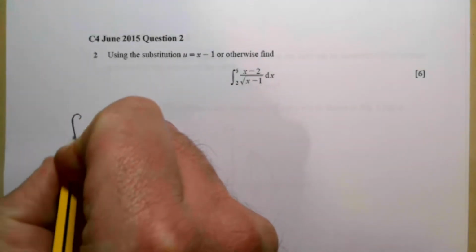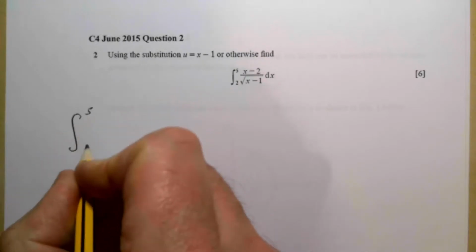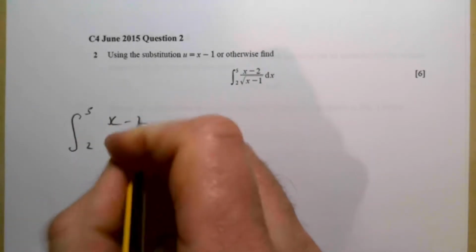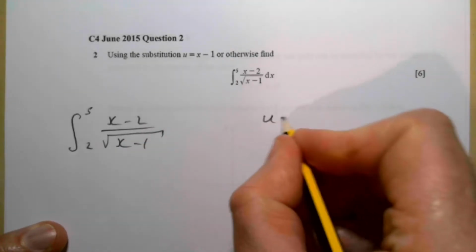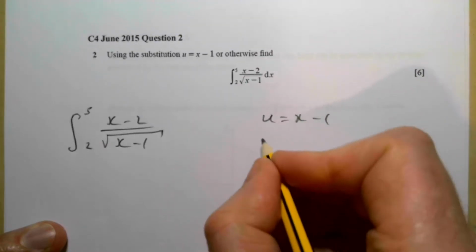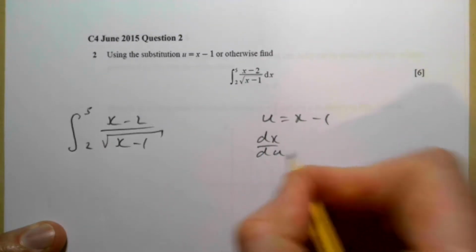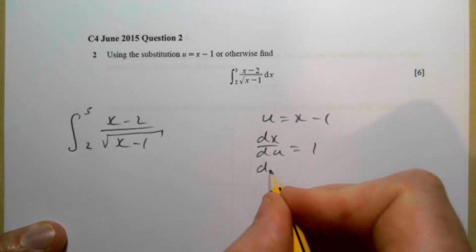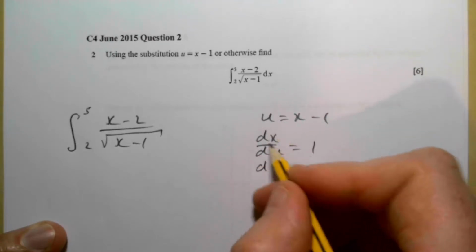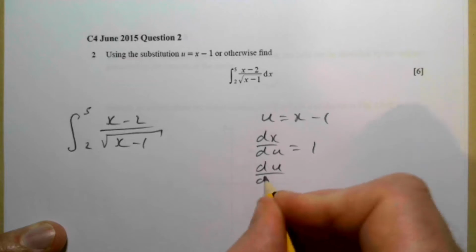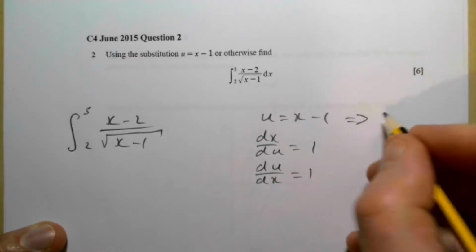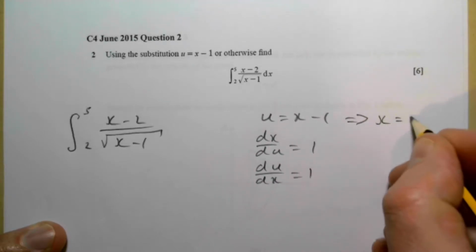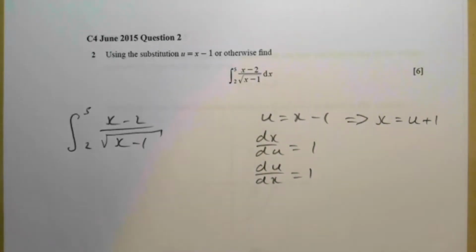So we're integrating between 5 and 2, x minus 2 all over the square root of x minus 1, and we're using u equals x minus 1. We're going to need dx by du, which is just going to be 1. Sorry, it should have been du by dx. Well, du by dx is really what you get when you differentiate that, and you have the 1. And also we might need, just looking at this, that x is equal to u plus 1.